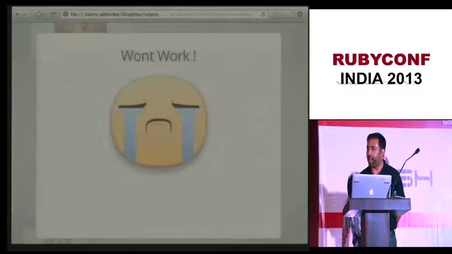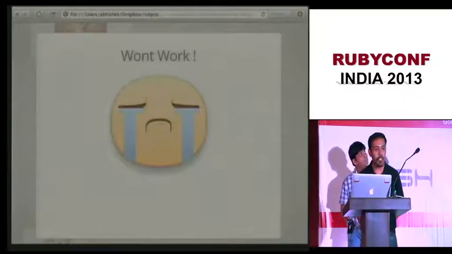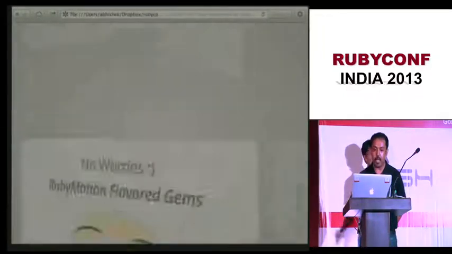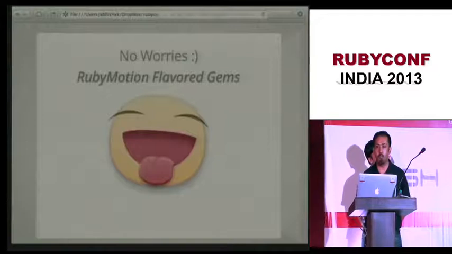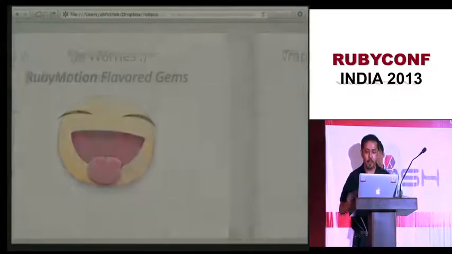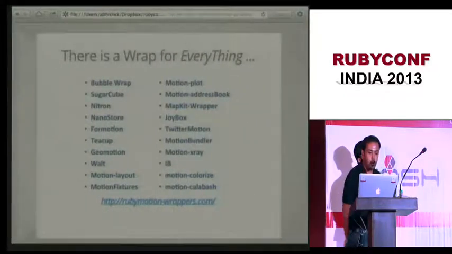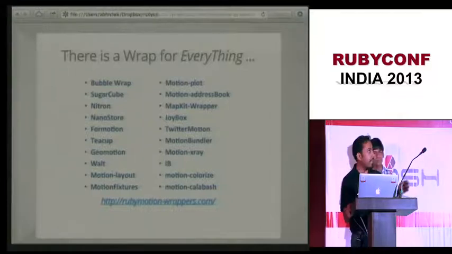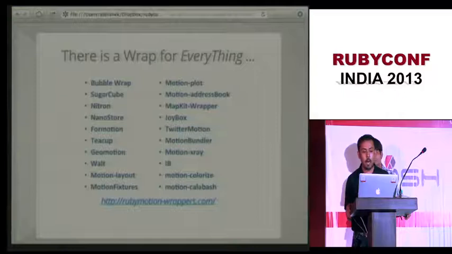But these guys at RubyMotion, these are smart guys. So what they have for you is RubyMotion flavored gems. You don't have to worry. There is a wrapper for everything. There's BubbleWrap, there's SugarCube. Already, just one year after release, RubyMotion has a lot of wrappers and gems available, like BubbleWrap, which really lets you make use of HTTP calls or RSS parser or camera, everything.